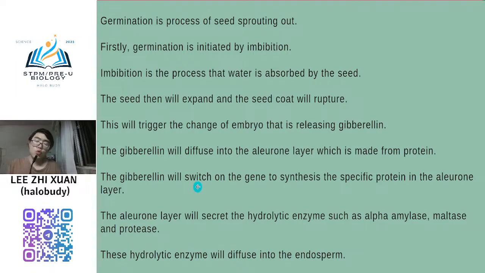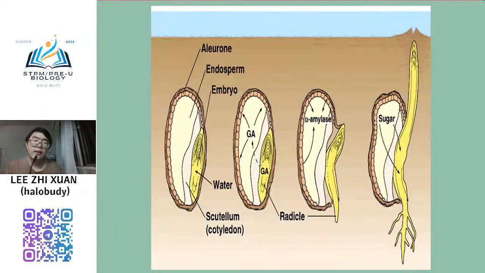So that the aleurone layer starts to secrete the enzyme. Gibberellin is the plant hormone that activates the aleurone layer to secrete alpha amylase, so that this alpha amylase will be released out from the aleurone layer cells into the endosperm.